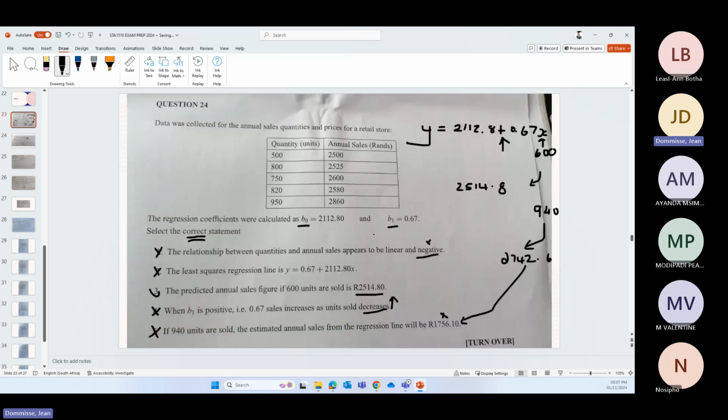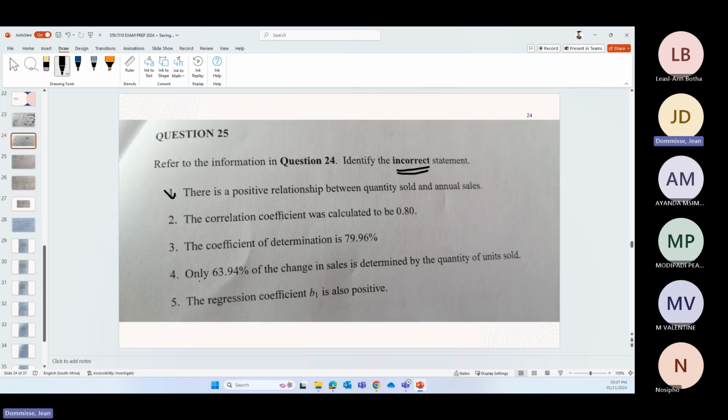So let's first work with what else we have. Only 63.94% of the change in sales is determined. Okay, so these two should be the same, because that does say the same thing. The coefficient of determination is also the thing that tells you what that change in sales is. And then the regression coefficient B1 is also positive.